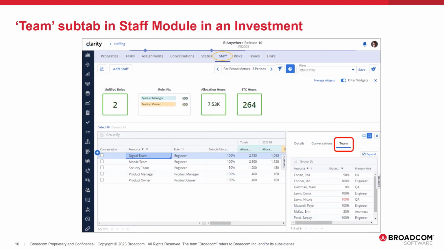Navigating inside an investment and going into the staff module, the user can look at the team tab when selecting a row for a team and seeing all the resources associated with that team.